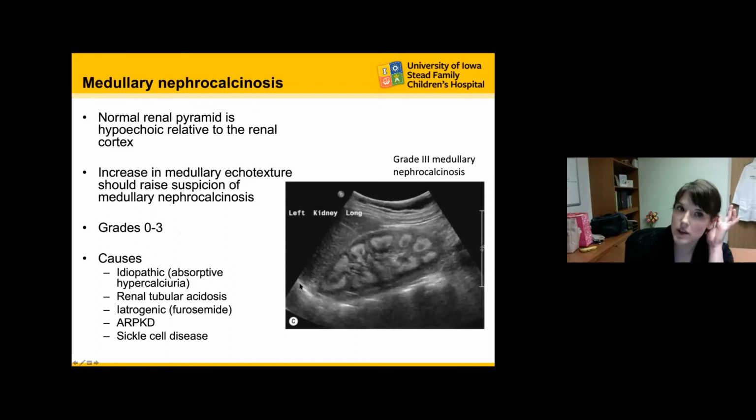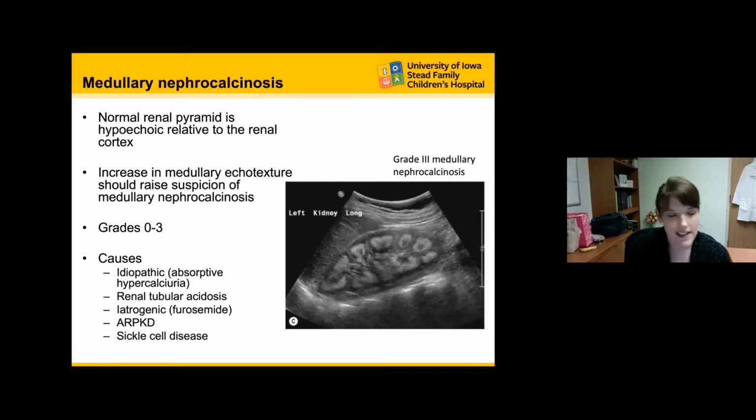Last entity that I wanted to talk about specifically was medullary nephrocalcinosis. As opposed to that previous very hyperechoic kidney throughout, you can still see in this picture that corticomedullary differentiation is somewhat preserved. You can tell that this is cortex versus this being medulla, but the medullary pyramids are very hyperechoic. And when you see that hyperechogenicity in the medullary pyramids, that should raise suspicion for nephrocalcinosis.